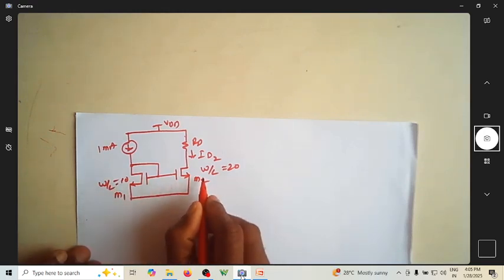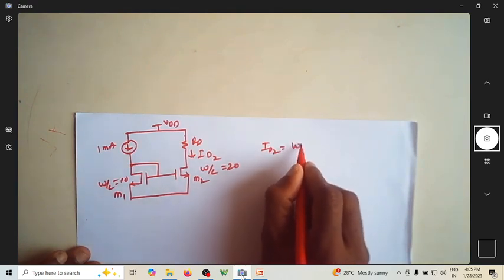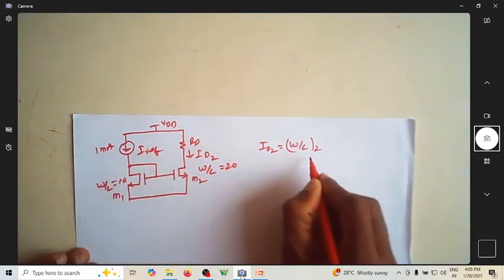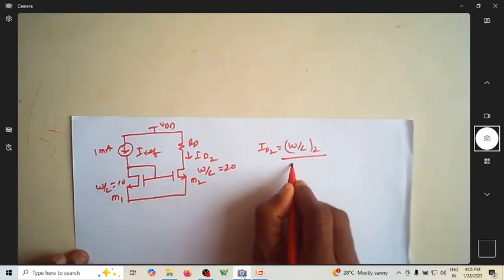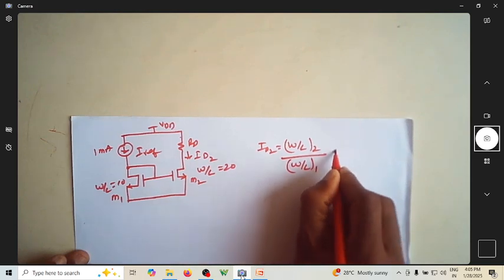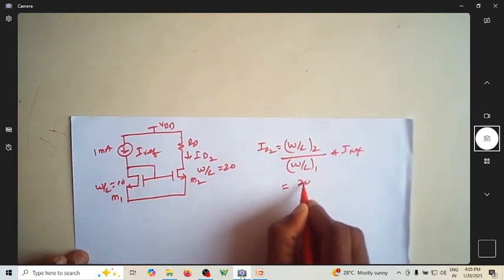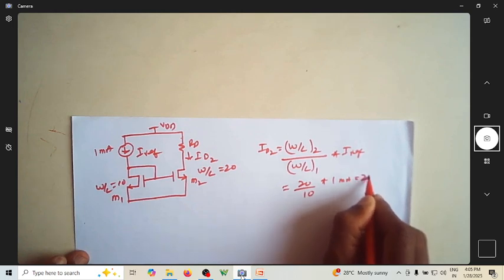So the current flowing, ID2, is nothing but W by L of 2. Let me call this I reference. ID2 is nothing but W by L of 2 divided by W by L of 1 multiplied by I reference. Since it is 20, since it is 10, and since it is 1 milliampere, this is 2 milliamperes.